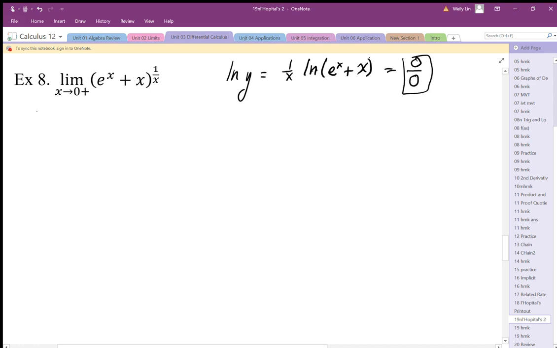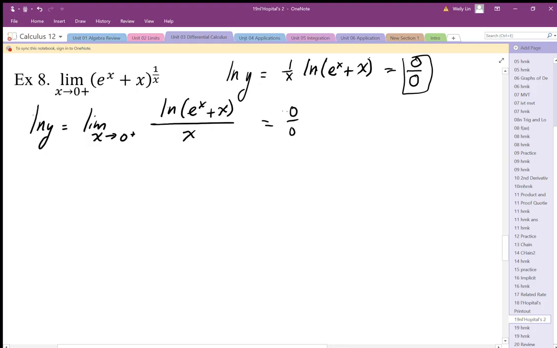So that's what I'm going to do. I'm going to put it into the log form. So log y is equal to, and I'm going to make sure I put it into a formal limit here, as x goes to 0 from the positive side, log of e to the x plus x over x. Our 0 over 0 condition is satisfied. Apply L'Hopital's.